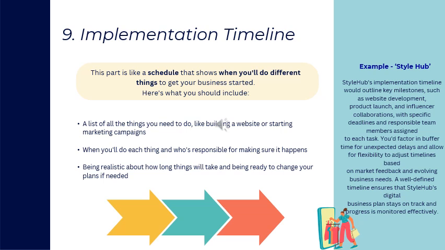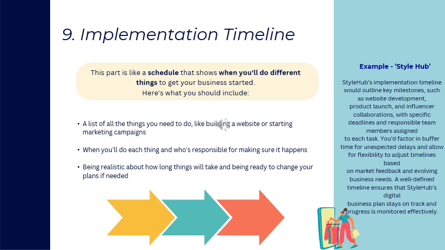Part 9. The implementation timeline. This part is like a schedule that shows when you'll do different things to get your business started. Here is what you should include: a list of all the things you need to do, like building a website or starting marketing campaigns; when you'll do each thing, and who is responsible for making sure it happens; and being realistic about how long this will take and being ready to change your plans if needed.